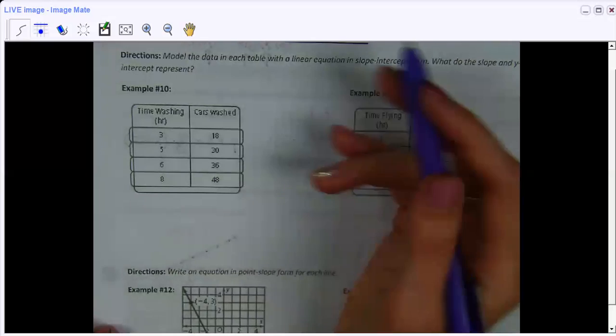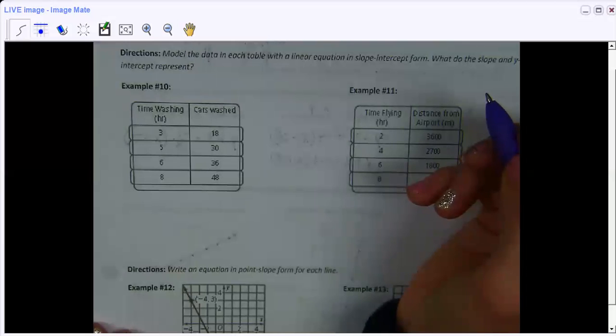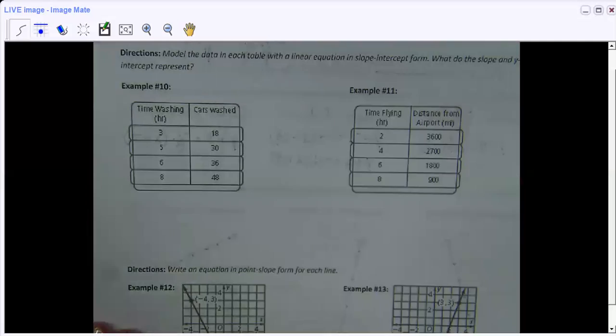All right, so does anyone remember how to find slope from a table? The change in y over the change in x. Okay, so you're both saying sort of the same thing. y2, so 30 minus 18.